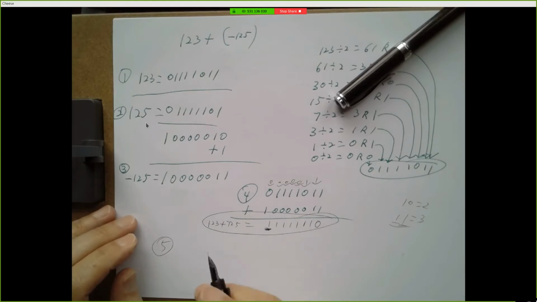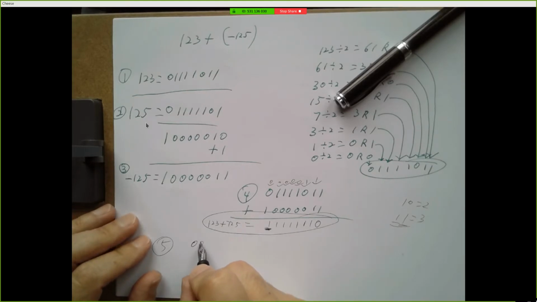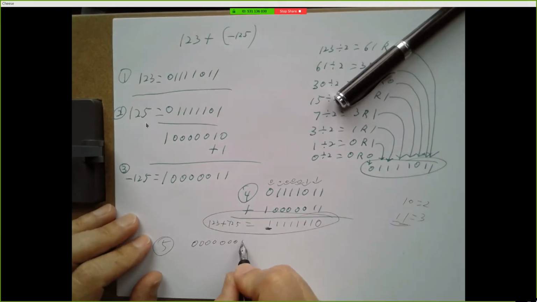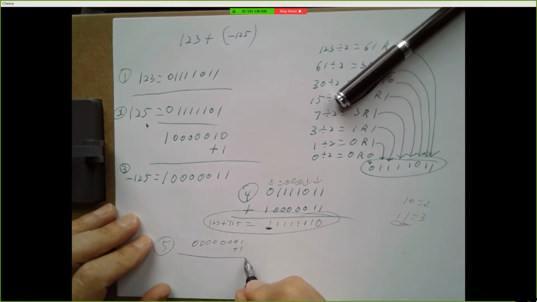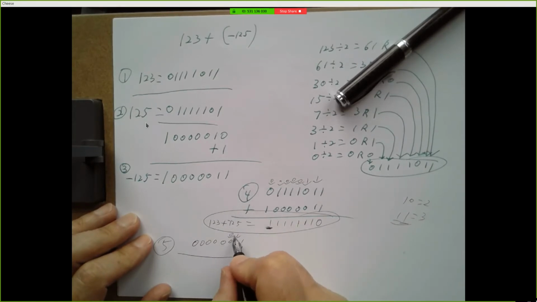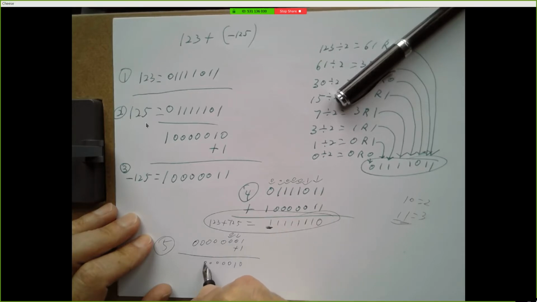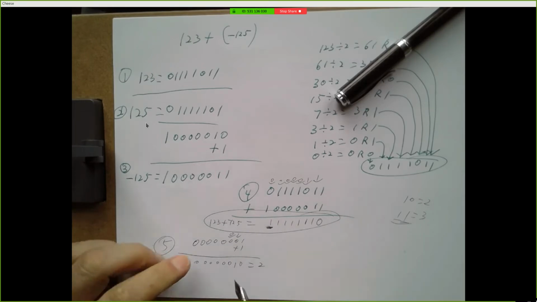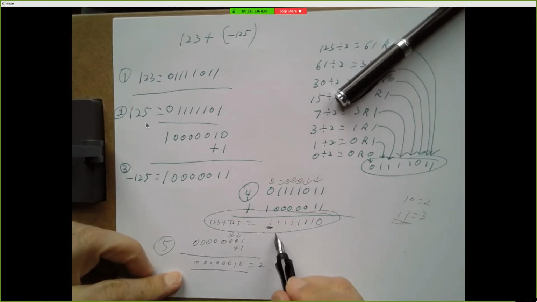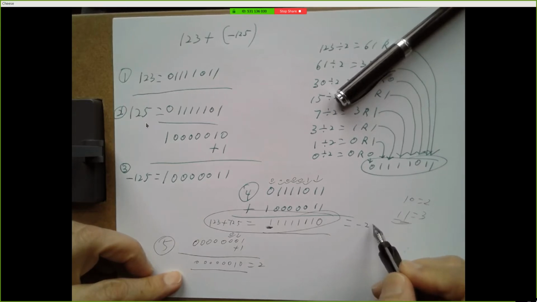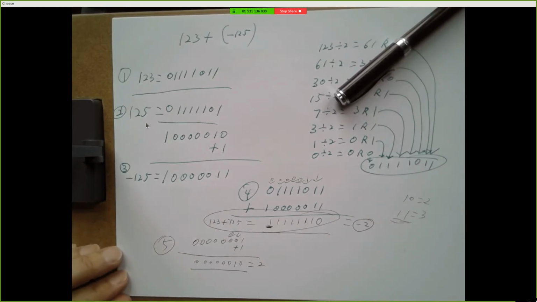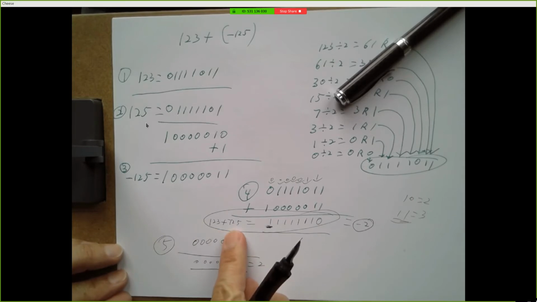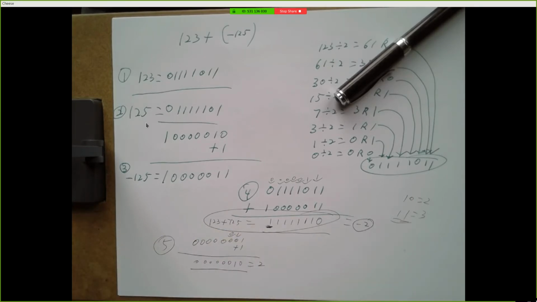Okay, so take the 2's complement of this. So 0, 0, 0, 0, 0, 0, 0, 1 plus 1. 1 and 1 is 0, carry the 1. 1 and 0 is 1, and then no carries anywhere. And that's equal to 2. Okay, since this is equal to 2, this is equal to negative 2. And so that's your answer. 123 plus negative 125 is negative 2.